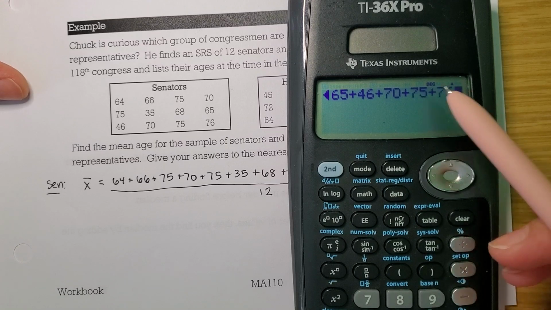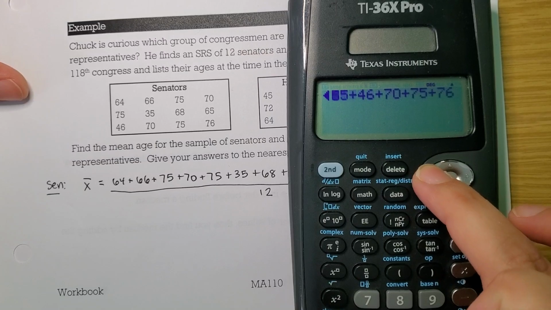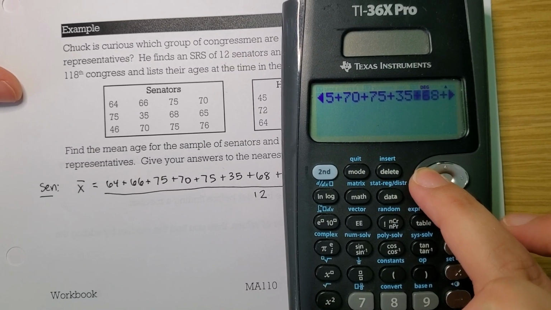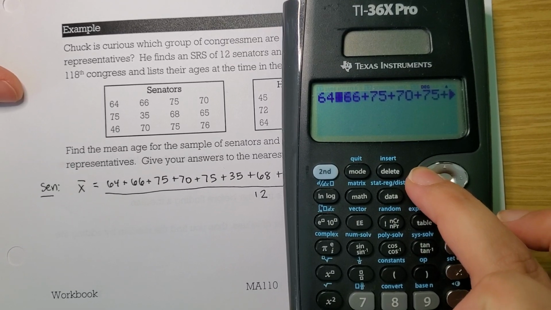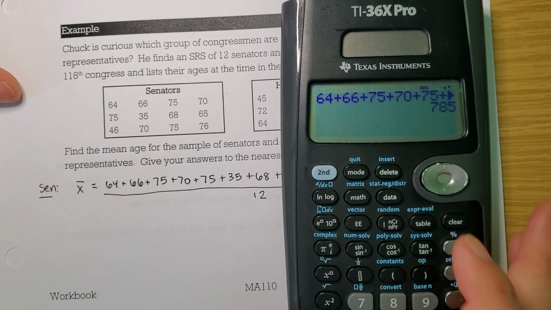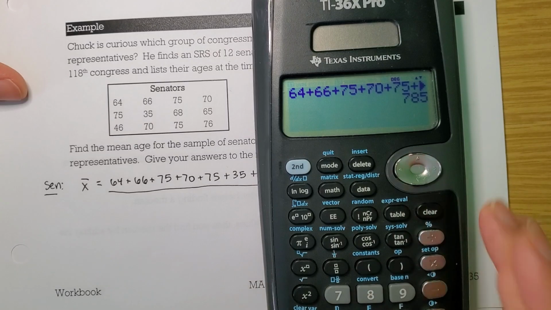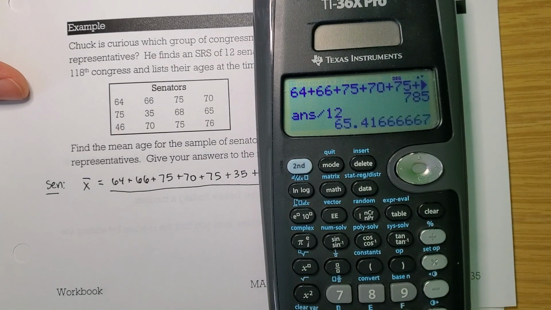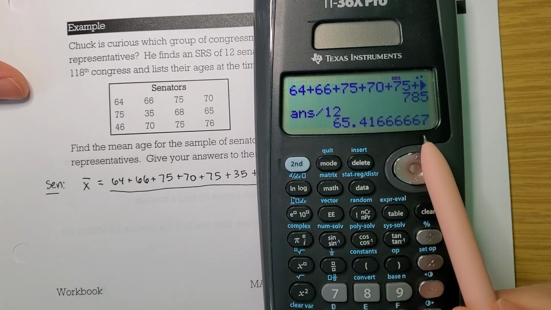Let's see, so 1, 2, 3, 4, 5, 6, 7, 8, 9, 10, 11, 12, okay. And I get 785. And now I'm going to divide that by 12. Okay, so I get 65.416 repeating.